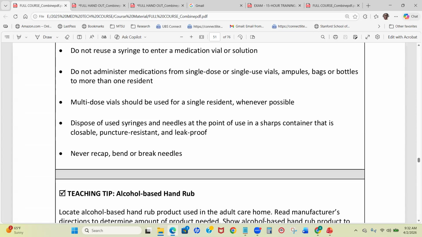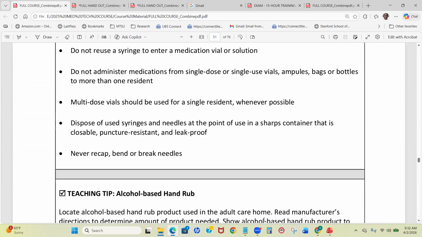Don't put any needles or syringes whatsoever into a regular trash can. It is dangerous for whoever will go and remove that trash can later to put it in the dumpster. It can puncture them, it can do a whole lot to them.